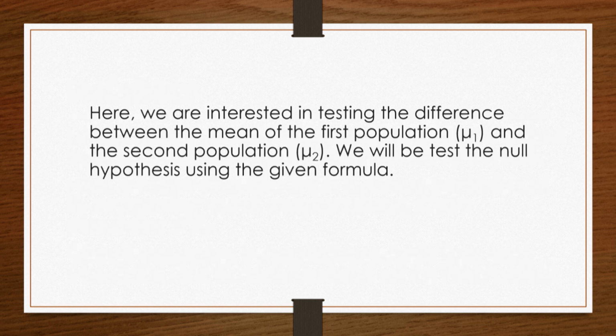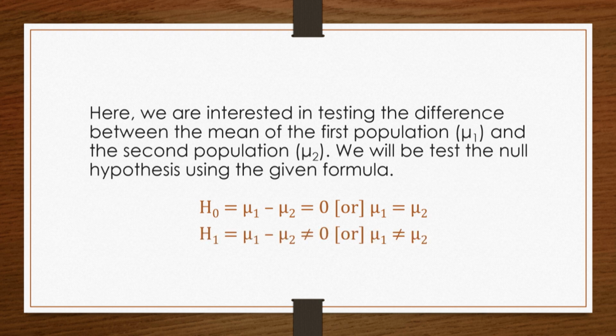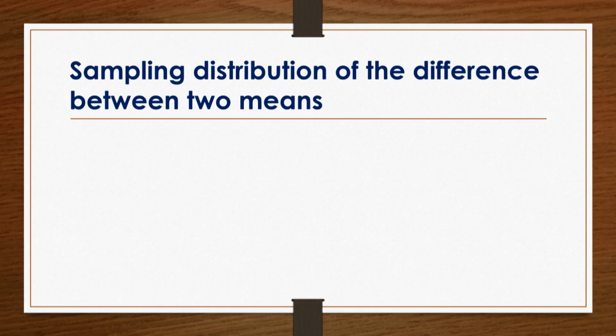Here we are interested in testing the difference between the mean of the first population mu1 and the second population mu2. We will test the null hypothesis using the given formula: H0: mu1 minus mu2 equal to 0, or we call it mu1 equal to mu2. The alternative hypothesis H1 is mu1 minus mu2 is not equal to 0. Here when mu1 is not equal to mu2, we have two situations: either mu1 is greater than mu2 or mu1 is less than mu2.